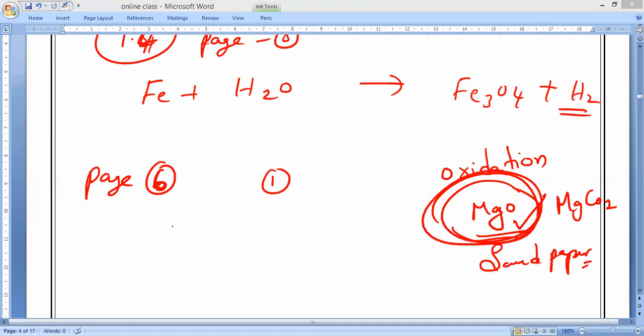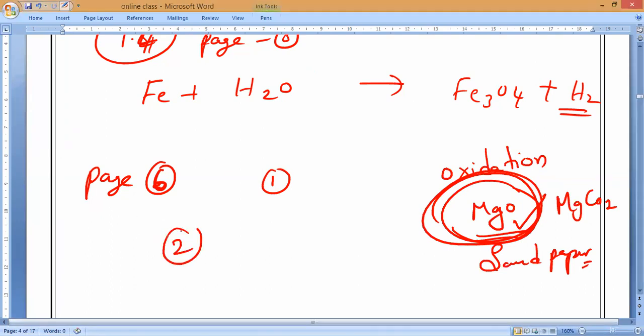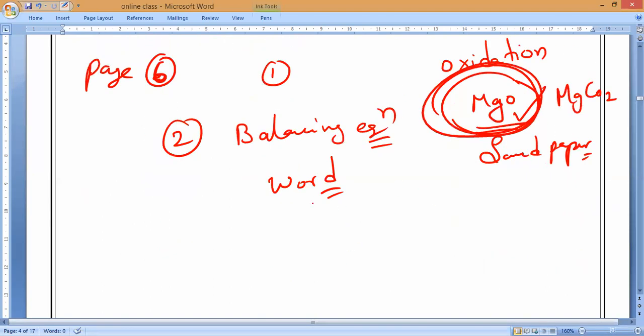Next, second question. Can you balance it? Second question, balancing the equation. Have you noticed it? But what equation have they given? Word equation or symbolic equation? Word equation. So first of all, what do you have to write? The word equation, you have to write in the form of a symbolic equation. Understanding? So how to write a symbolic equation?